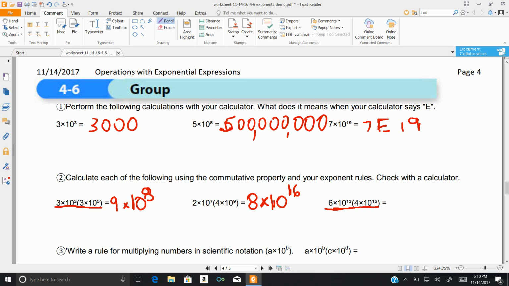Because we have 6 times 4, which is 24, times 10 to the 13 plus 15. 13 plus 15 is 28. If you do it on your calculator, it is actually going to say 2.4 times 10 to the 29th. When we do scientific notation, we want this number to be between 1 and 10.